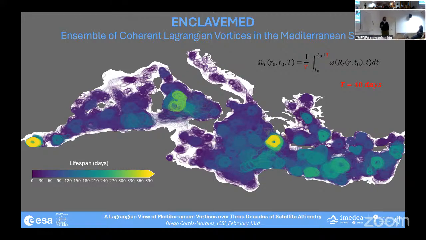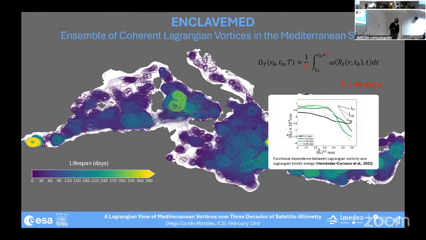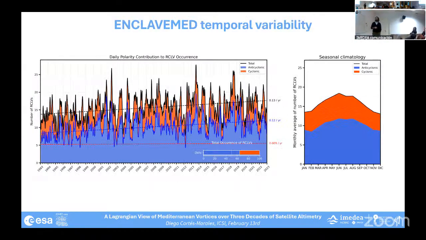But there are some regions where we have very scarce identification of vortices. It's mainly because of the algorithm. They are very narrow, and the simulations launch the particles to the coast, so we cannot have a lot of structures identified. We have, as I show you, some spatial variability, but also some temporal variability.